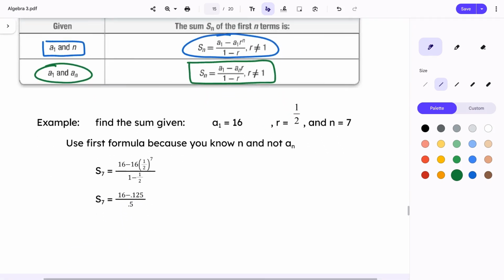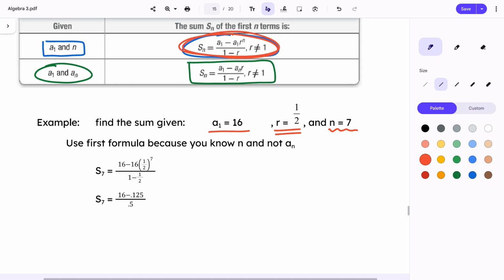If they give you A1, so the first term, and they give you N, we're going to start with that case. So find the sum given... They're giving me some information here. A1 is 16. Common ratio is 1/2. And N is 7. So they're giving us all of that. They want us to plug it into this first formula. So they're using this one up here.